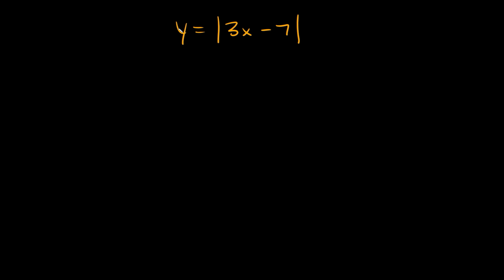So here's the next one we're going to do. We have y is equal to the absolute value of 3x minus 7. Again, just start at the same place we've been starting. If you want to find the x-intercept, we're going to set y equal to 0. And if we want to find the y-intercept, we want to set x equal to 0. All right, so first, let's find the x-intercept.